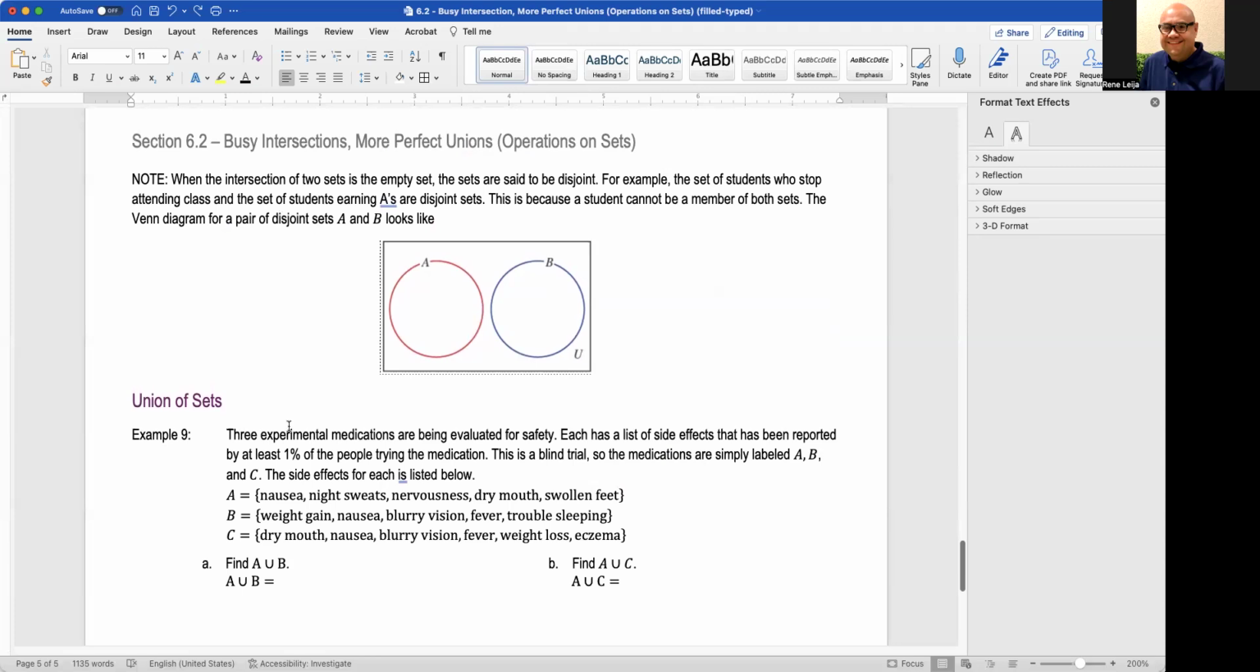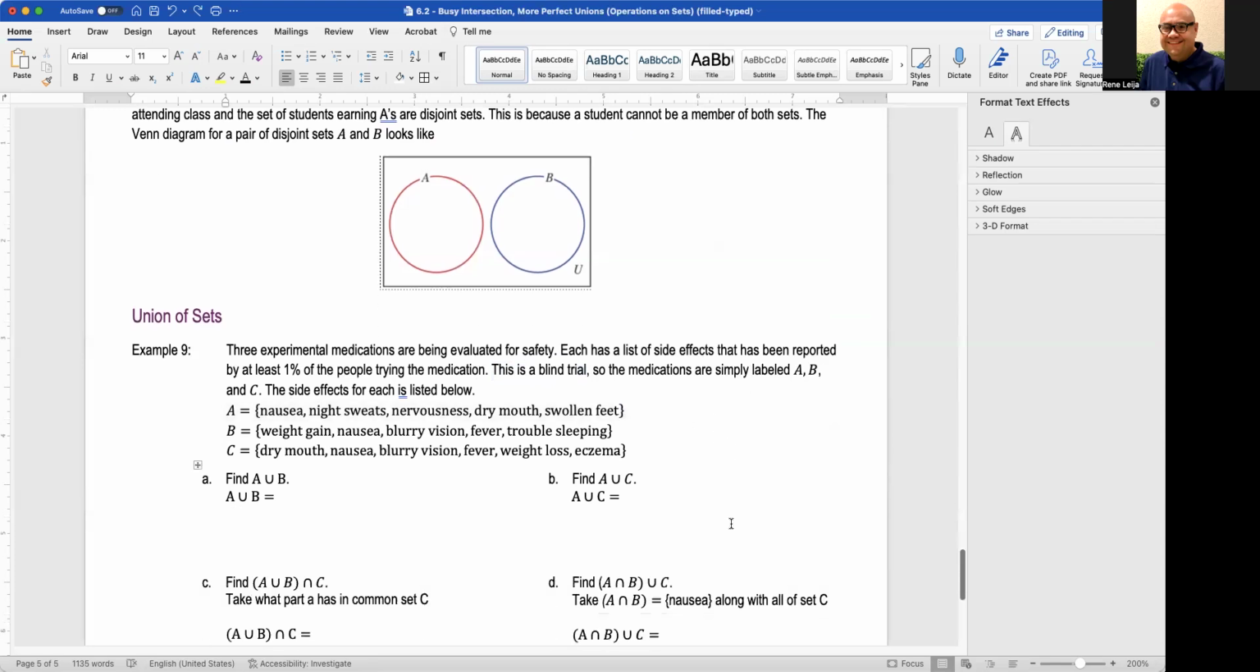Okay, so three experimental medications are being evaluated for safety. Each has a list of side effects that has been reported by at least 1% of the people trying the medication. This is a blind trial, and we're going to talk later about the different types of trials on experiments. So it's a blind trial, so the medications are simply labeled A, B, and C. The side effects for each are listed below.